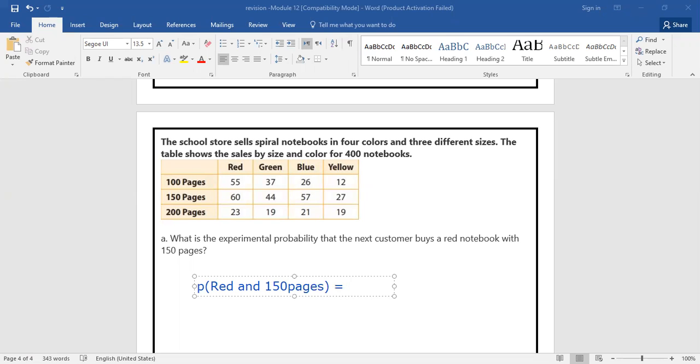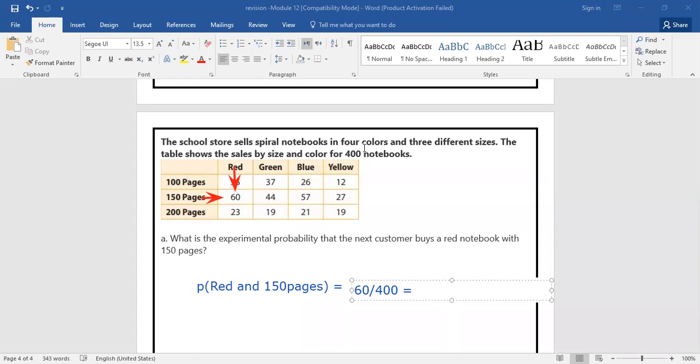So the answer, we will use the same way. What is the same way? We will find the intersection cell between red and 150 pages. So this is red and this is 150 pages. Where is the intersection cell? The intersection cell is 60. So we will go directly to write the answer. It will be 60 over how many in total? 400. From where do we know that it's 400?